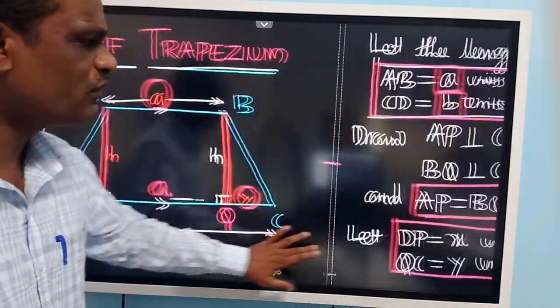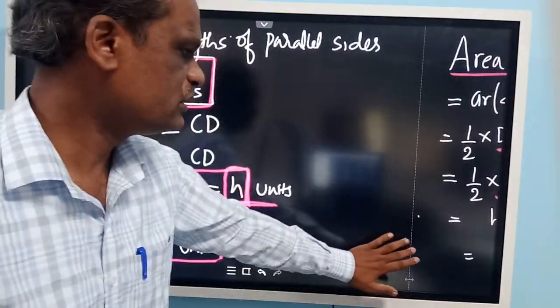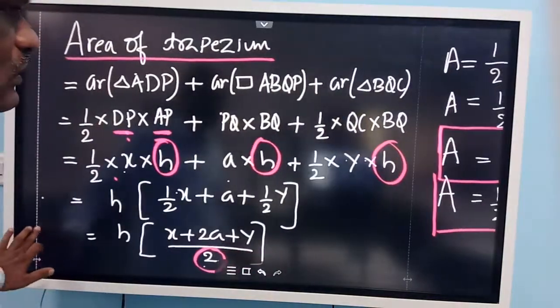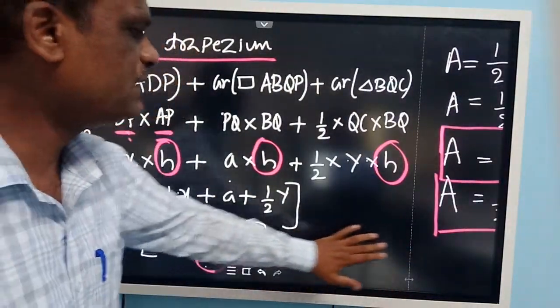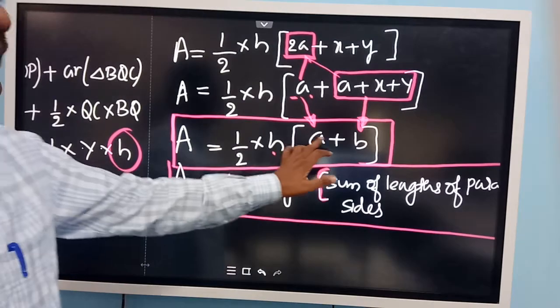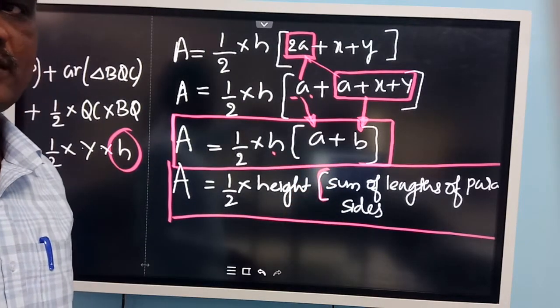Is it clear to all of you? You understood this? Yes, sir. So this is the area of trapezium: half into h into a plus b, so that you remember the formula.